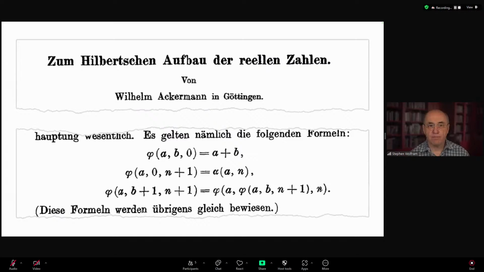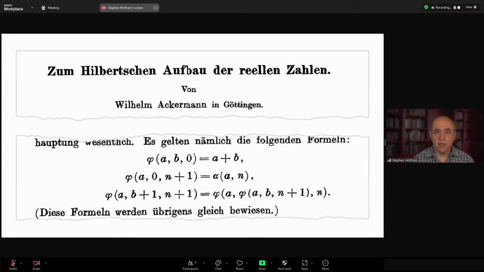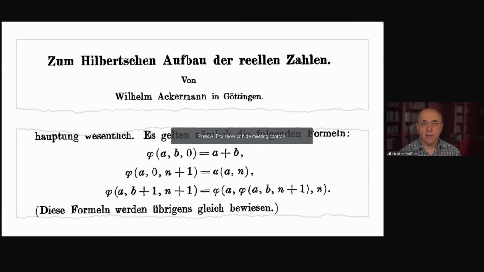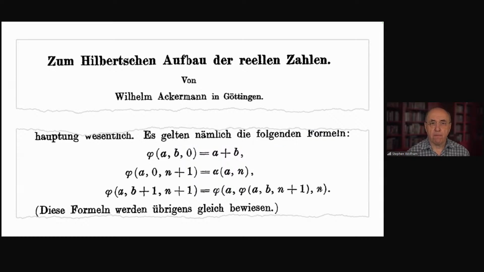There we go then. This is the paper from Wilhelm Ackermann, 1927. Right there, in this paper, without any particular comment, is a nestedly recursive function definition from 1927.